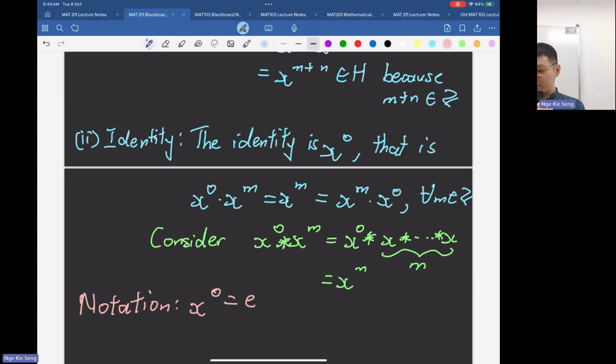That's why in your high school, you write x to the 0 equals 1, right? Yeah. Doesn't it feel weird last time? Don't feel weird.